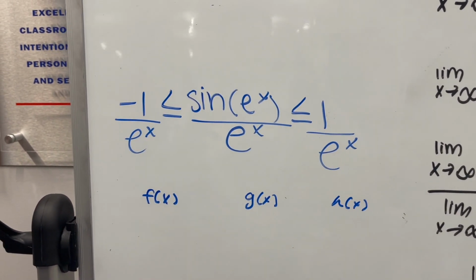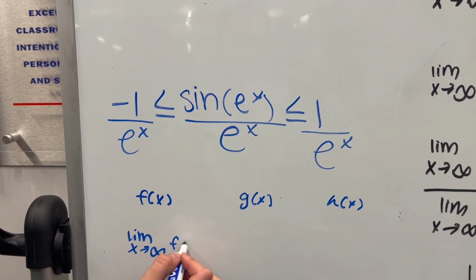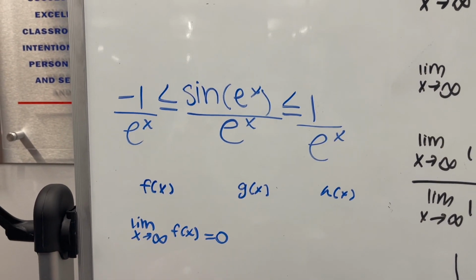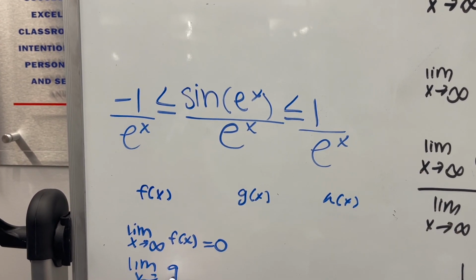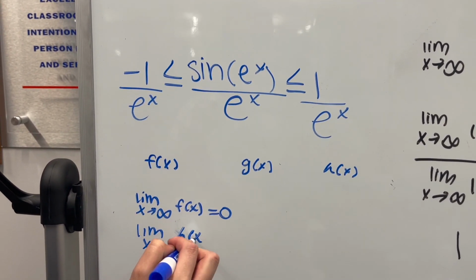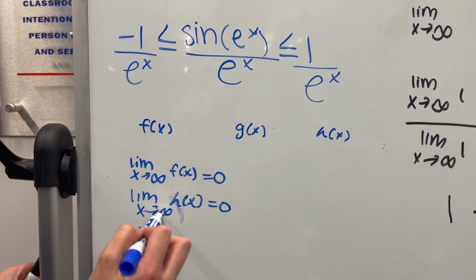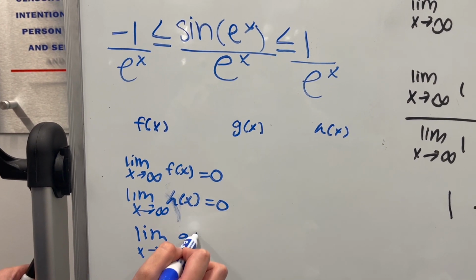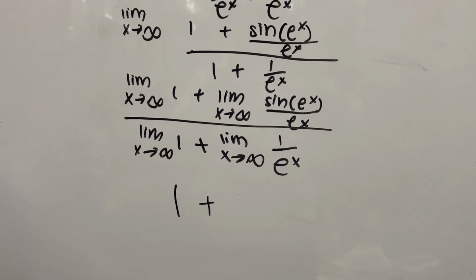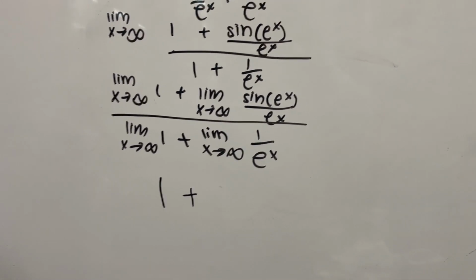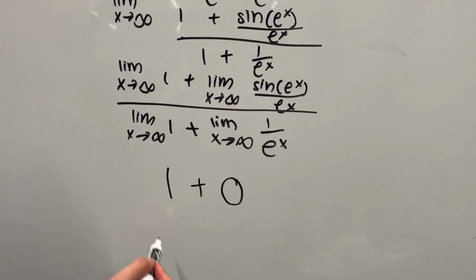And then knowing that the limits of -1 over e^x and 1 over e^x is 0, consequently we know that the limit of g will be bounded between the limit of f and h. So the limit of g will be 0. With the help of the squeeze theorem, we found the limit as x approaches infinity of sin(e^x) over e^x, which is 0.